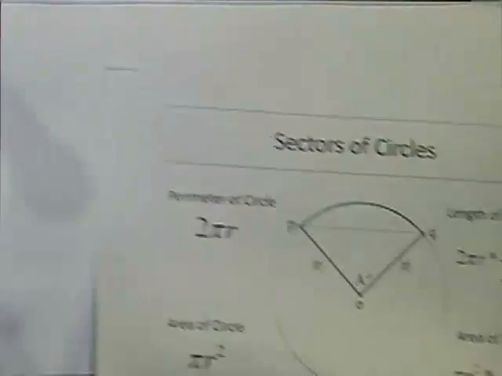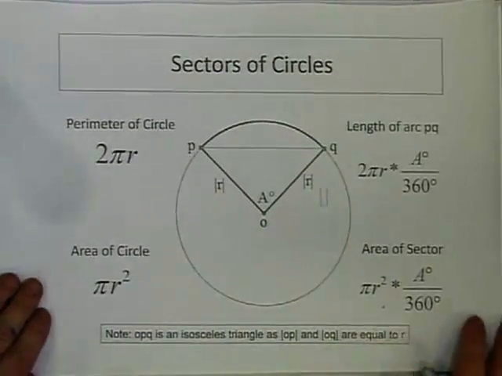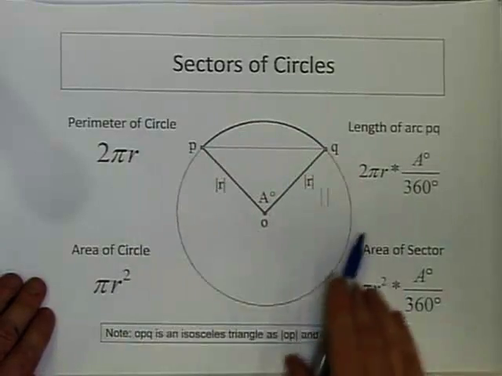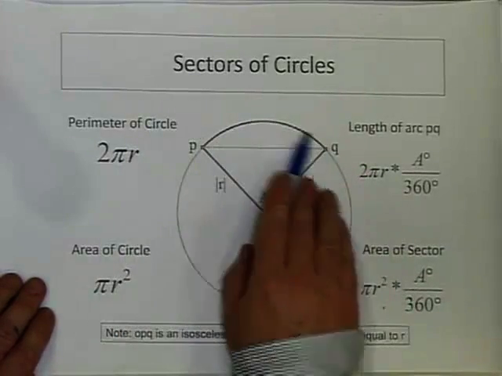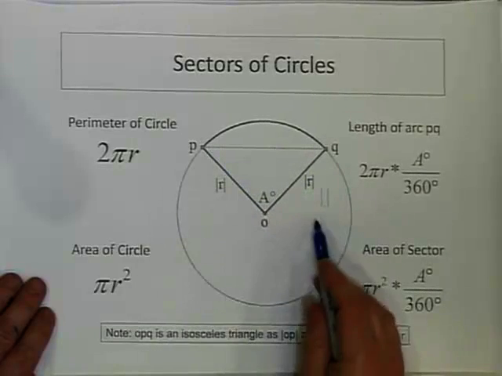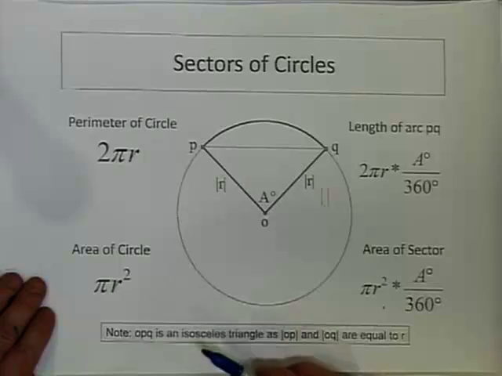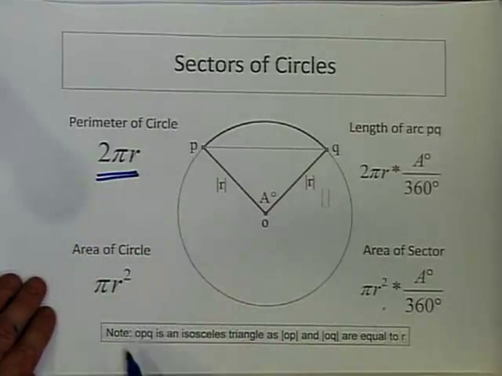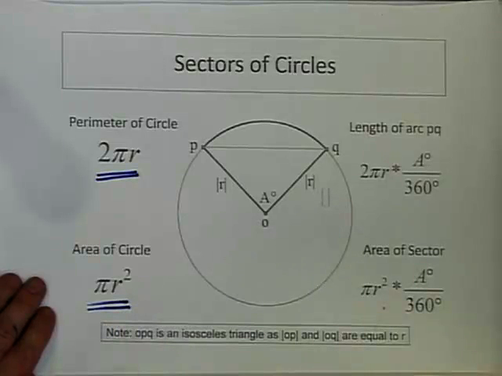Very last question. Sectors of circles. Here's a circle, and it's made up of a small sector. The full angle in a circle is 360, like a pizza, a round thing like that. The perimeter is given in your book as 2 pi r. The area is given as pi r squared.